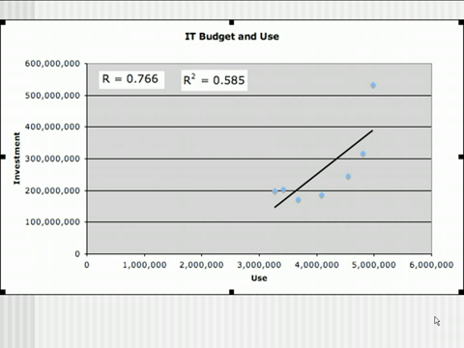This scatter diagram shows a correlation between the IT budget and the use of IT. The correlation, represented by R, is 0.766. Correlation ranges from -1 to +1, -1 being the strongest negative correlation, 0 meaning no relationship, and +1 being the strongest positive. Therefore, with the value of 0.766, there's a strong positive correlation between IT investment and IT use.